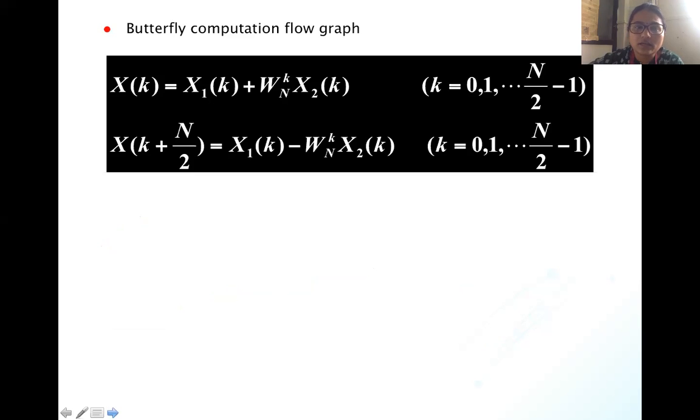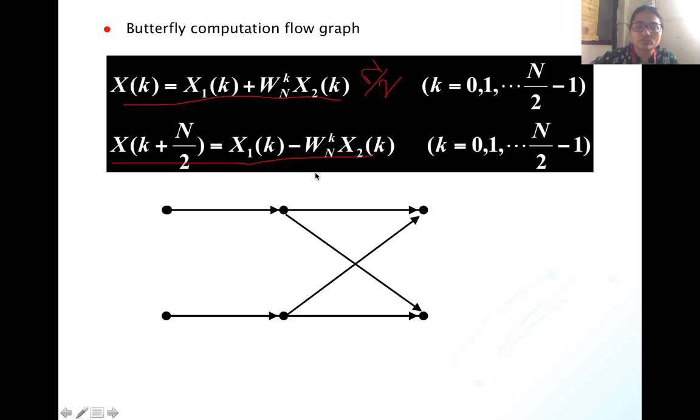In the butterfly computational flow graph, for X of k, for the half points 0 to N by 2 we will use this formula, and for the remaining points we will use this formula. So there are two formulas. This one calculates the first N by 2 points, and this one calculates the remaining N by 2 points, using an addition operation and a subtraction operation. So this is the butterfly structure.